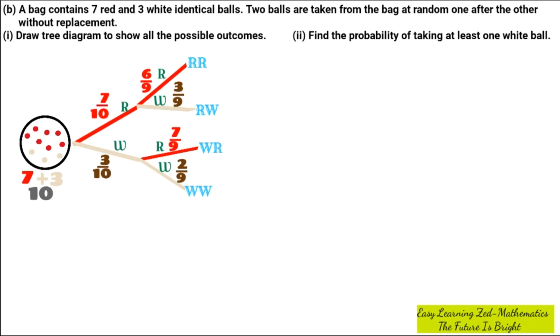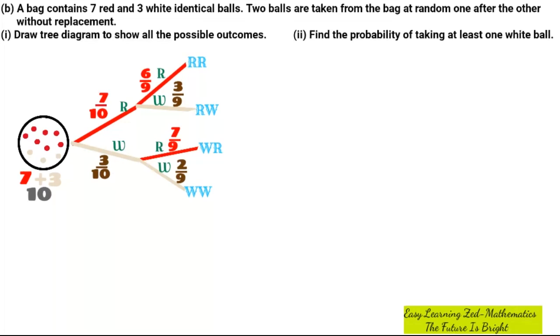Okay, this is how you draw the diagram, and if you did it like this, then the marker will just tick your answer. Now let's go to question B2. Question B2 was as follows: find the probability of taking at least one white ball.